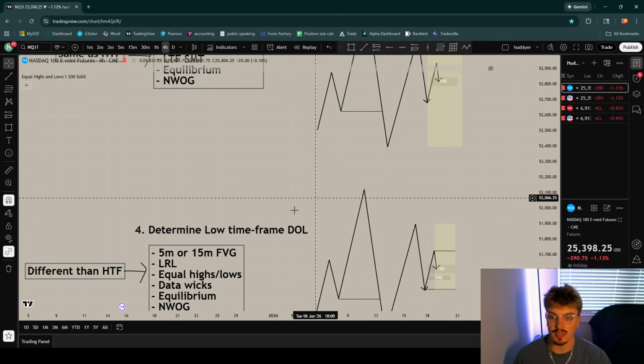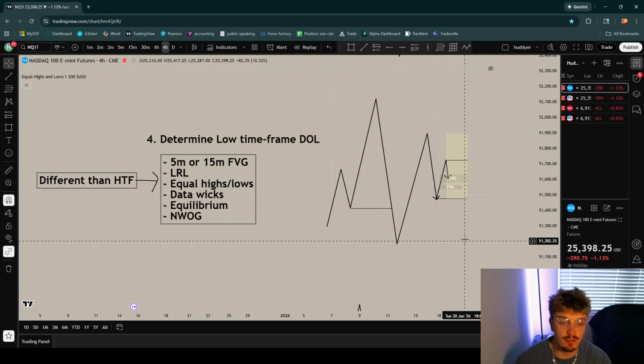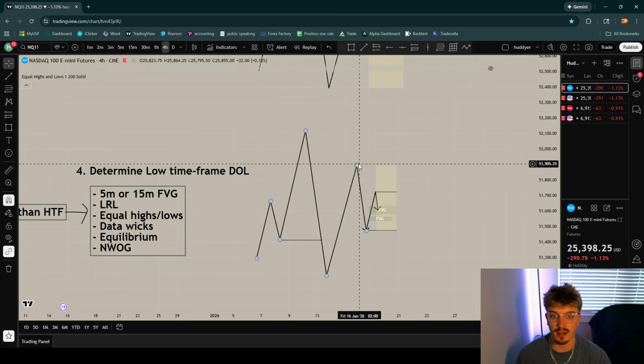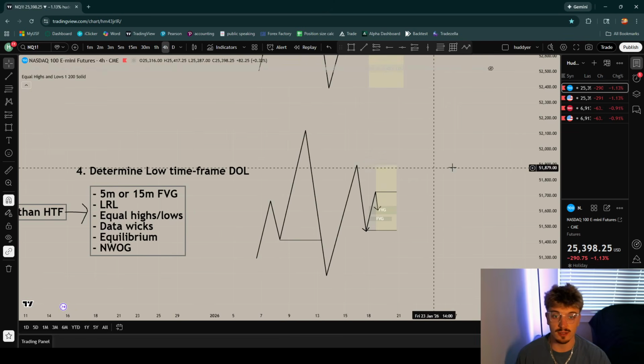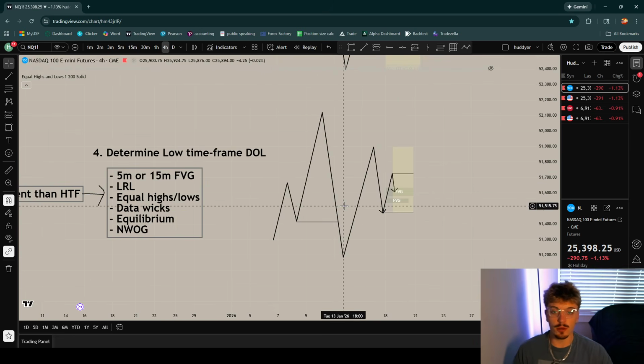Then after that is going to be number 4, which is determining your lower time frame draw on liquidity. Obviously, you have a higher time frame draw on liquidity. In this scenario, let's say our higher time frame draw on liquidity was this high right here. That's our higher time frame. Now we're looking at low time frames. What is going to give us more probability that we're going in that direction? We have a high time frame DOL.